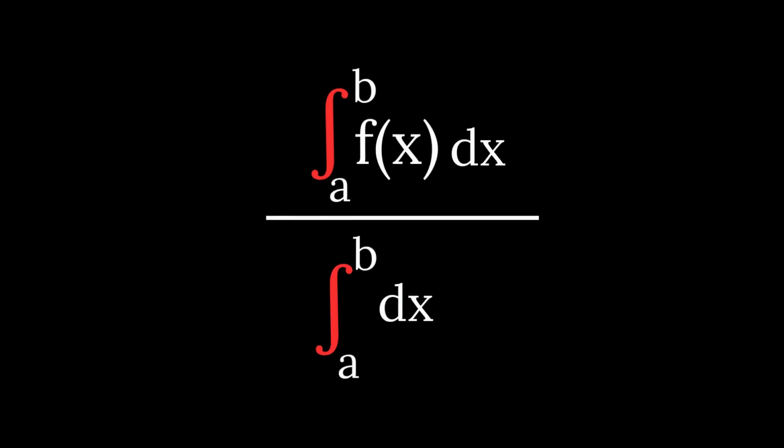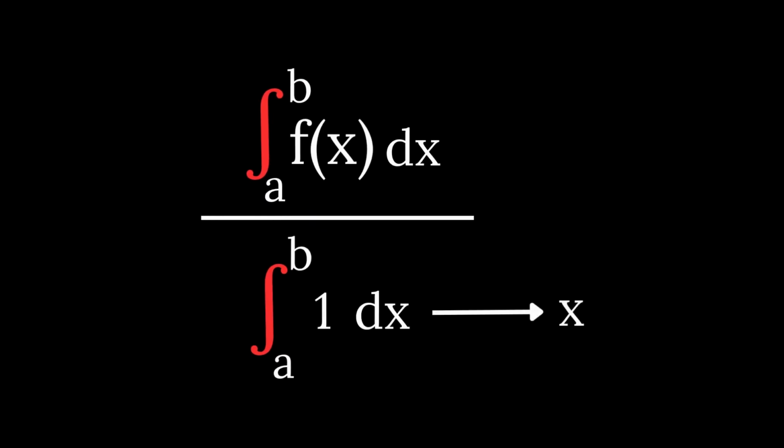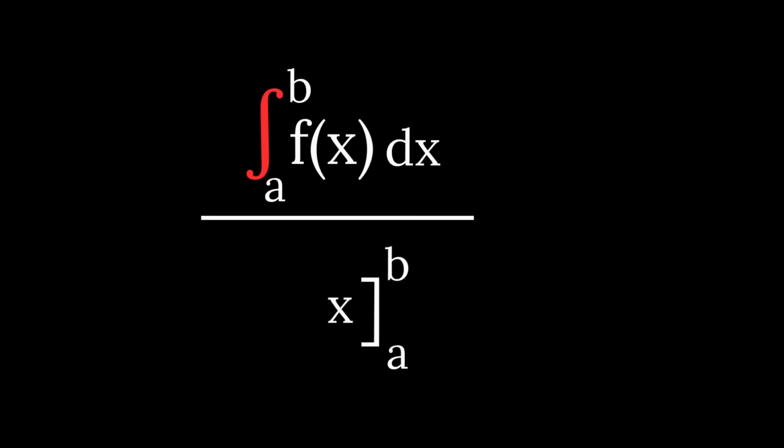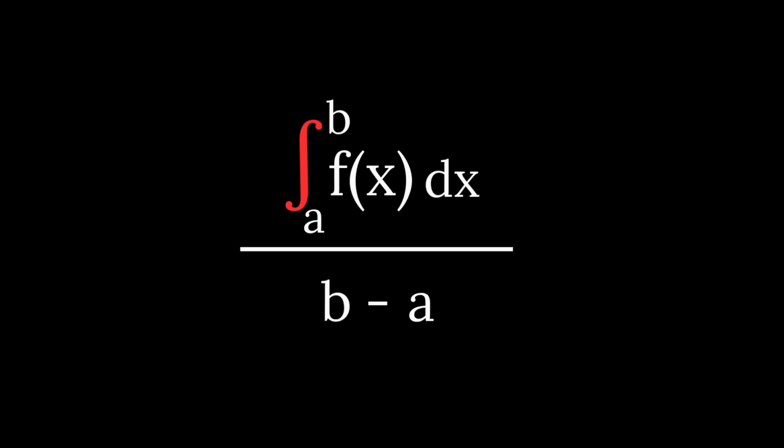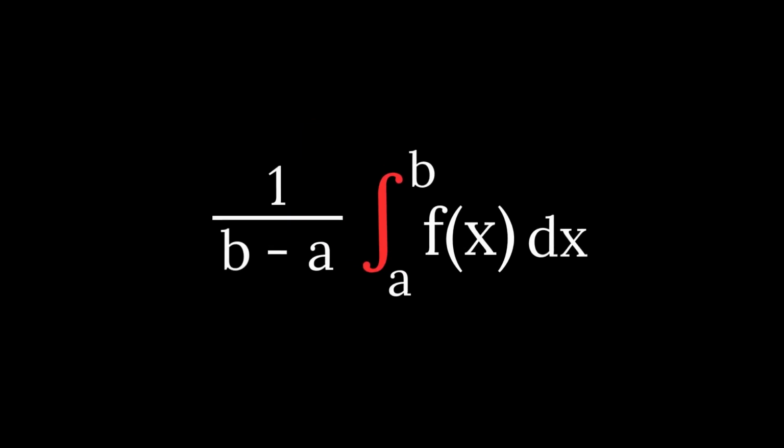If you know a little bit of calculus, the integral of dx is the same as 1 times dx. The integral of 1 with respect to x is simply x, and plugging in our bounds from x equals a to x equals b results in our answer being b minus a. So the average of our function over this interval is 1 over b minus a times the integral from a to b of f of x dx.